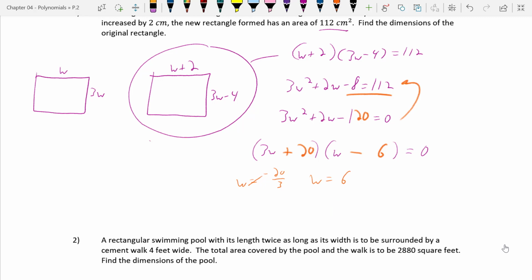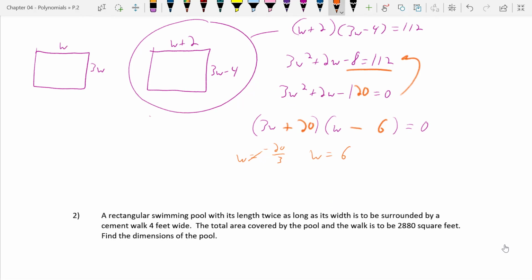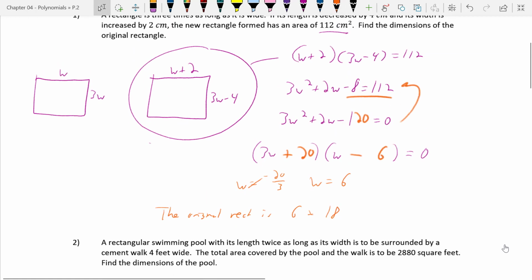And finally, the question asks for the dimensions of the original rectangle. So I'm going to say the original rectangle is, if I plug it back in, 6 by 18, I believe it's centimeters.